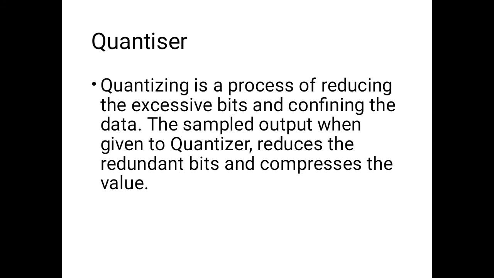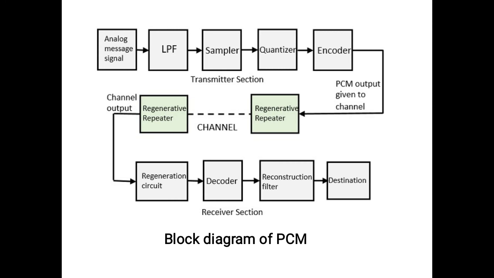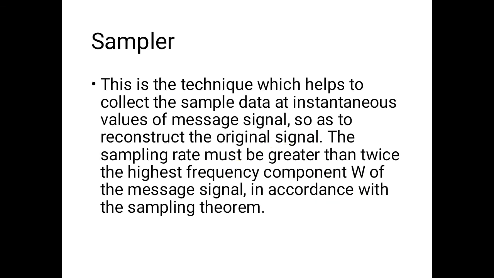The sampled output is given to the quantizer: first low pass filter, then sampler, then quantizer. What will happen? In the previous block diagram, I have shown what happens after the quantizer, and before the quantizer. Okay, remember that point. If you want, you refer that slide once.